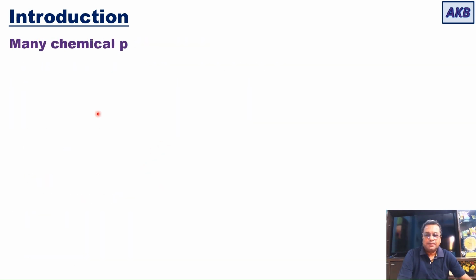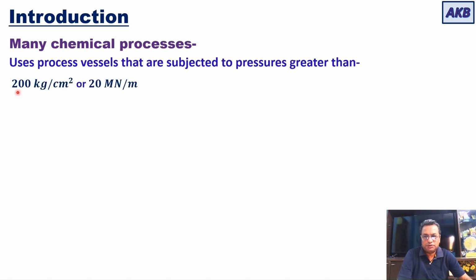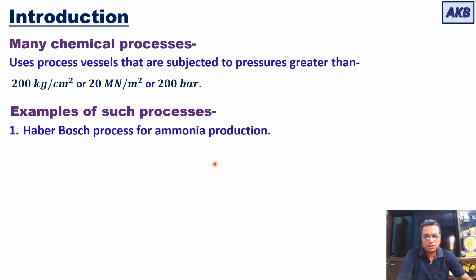Yes, but there are many chemical processes that use process vessels that are subjected to pressures greater than these values, greater than 200 kg per centimeter square or greater than 20 meganewton per meter square or greater than 200 bar. Some examples of such processes, to tell you that such processes really exist. For example, the Haber-Bosch process for ammonia production.